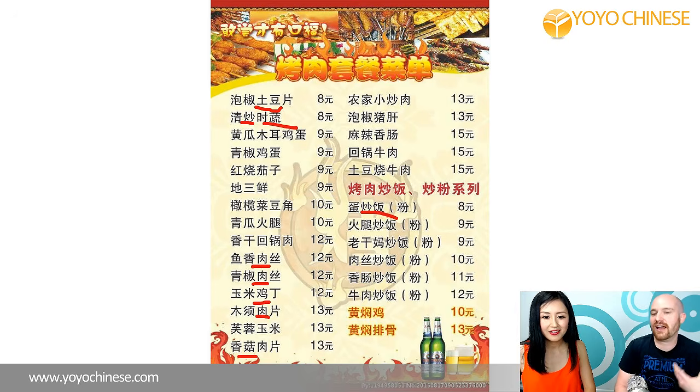But then we get to the bottom right, which is one of my favorite areas. Chao fan. So we have fried rice, right? Chao fan is fried rice, and all you gotta do is look for chao and fan and put them together. And then you even have 牛肉 chao fan, the beef fried rice, cow meat fried rice.